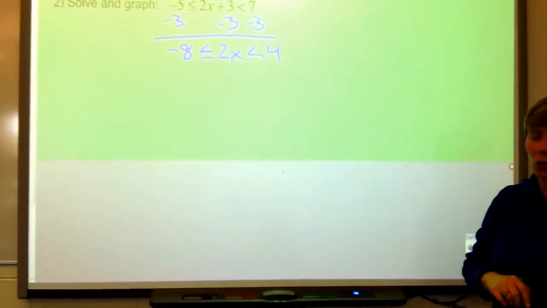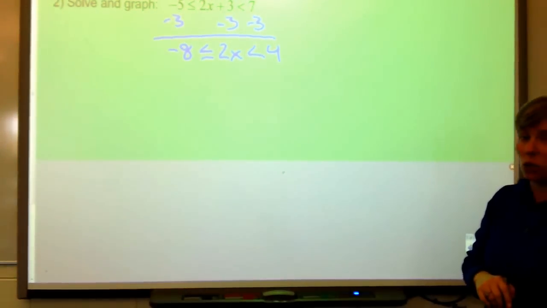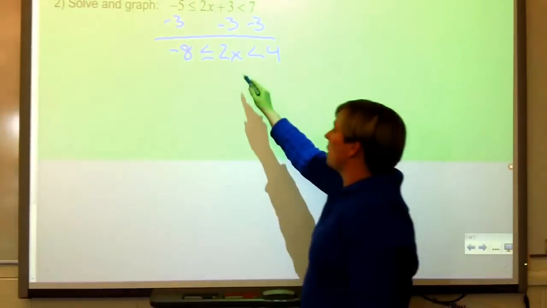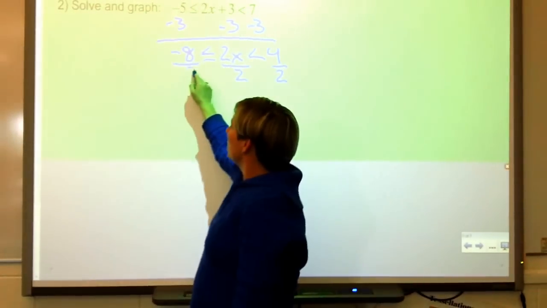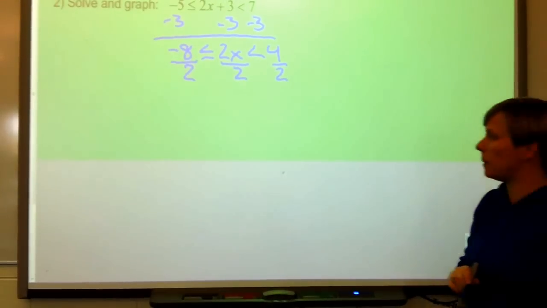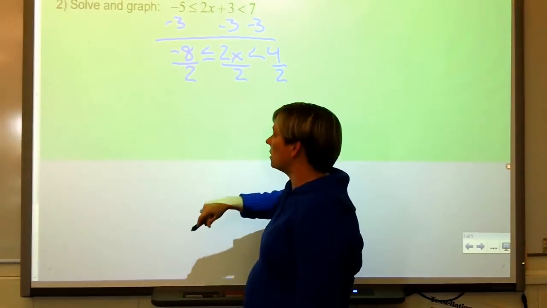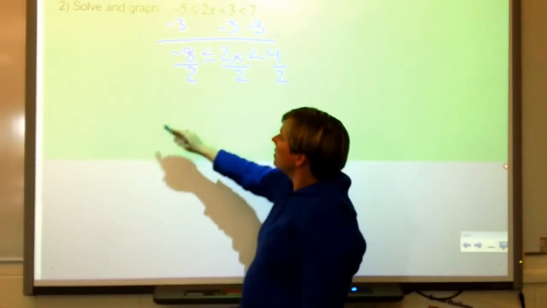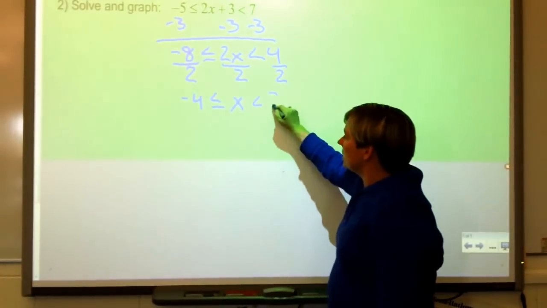From here, again, go to the center. 2x is in my center, so I'm going to divide by 2 because I want to get x by itself. So I'm going to divide by 2 here, I'm going to divide by 2 here, and here. -8 divided by 2. I'm not dividing by a negative number. My 2 is positive, so my inequalities stay where they are. -8 divided by 2 would give me -4 is less than or equal to x is less than or equal to 2.